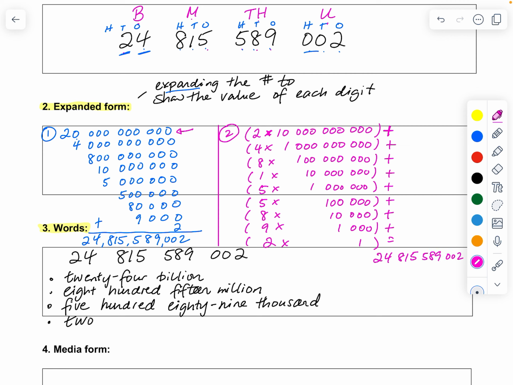24,815,589,002. Which method do you prefer? Up to you. But so long as you understand how to properly expand the number to show the value of each digit, because this further reinforces your understanding of each digit's value.